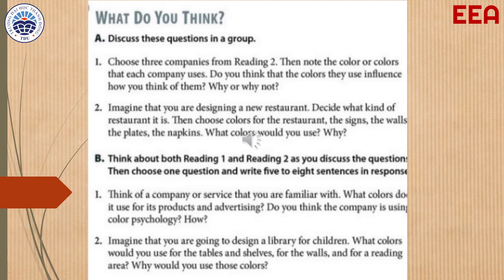Now it's time for discussion. Discuss one of these questions in a group. Each group can choose one question. 1. Choose 3 companies from reading 2. Then note the colors that each company uses. Do you think that the colors they use influence how you think of them? Why or why not?